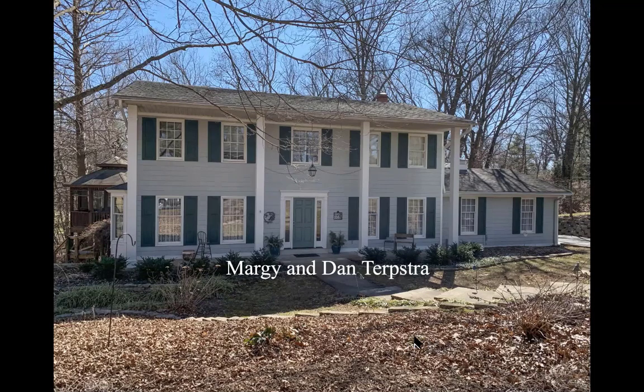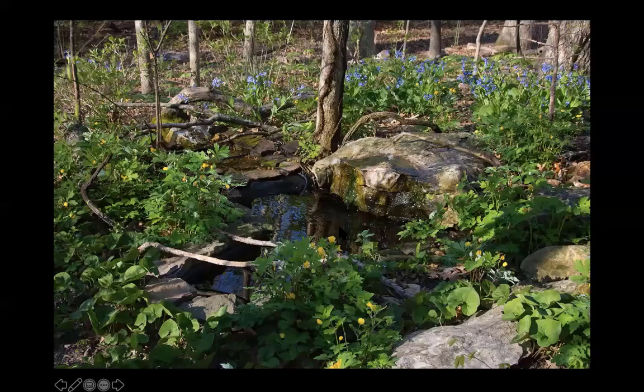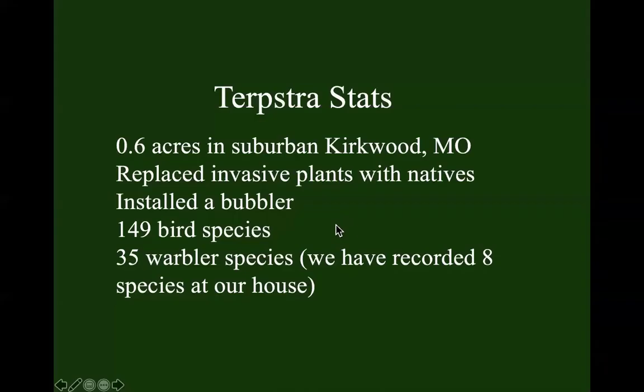And the first thing they did when they moved in, and by the way, they're in the middle of a development. Everybody's got the big lawns. The first thing they did was take out the invasive plant, which is very common there. That's Amur honeysuckle, bush honeysuckle. Planted a lot of native species, put in a water feature they call a bubbler, and then they sat back and started to count the birds that were using their yard. They're up to 149 bird species that have used their yard, including 35 warbler species. Just to put that in perspective, Cindy and I have only counted 8 warbler species at our house.